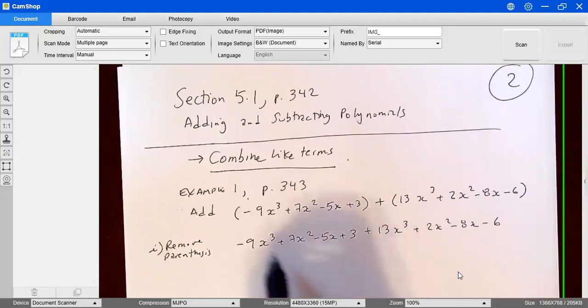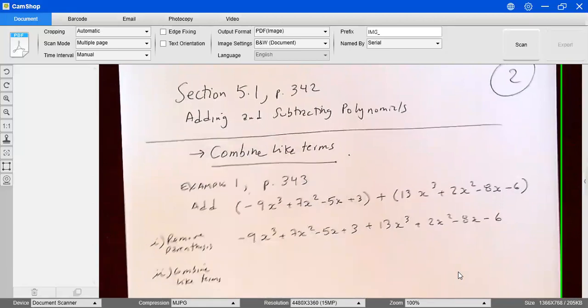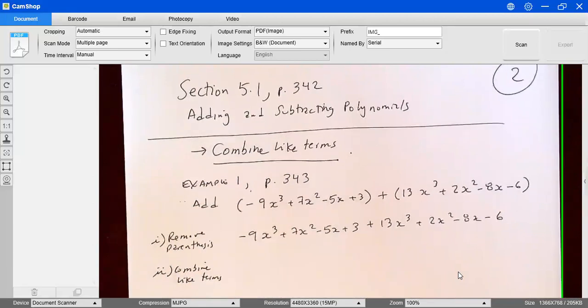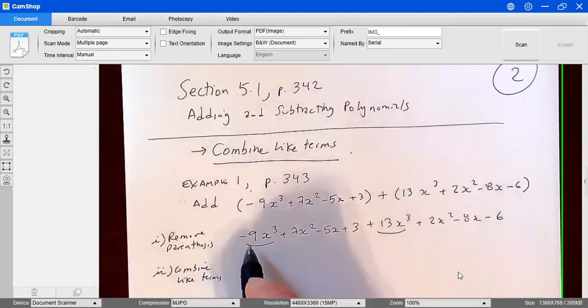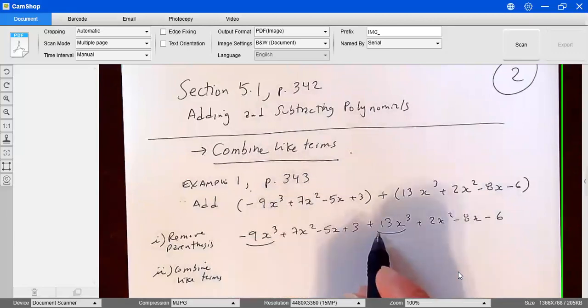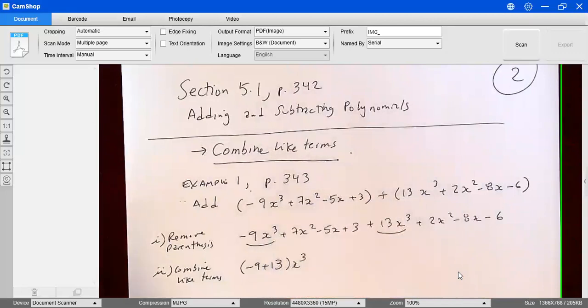So now we have a new algebraic expression. So we're going to start combining like terms. We look for the variables at the same power. So we have x cubed here and x cubed over here. So I'm going to combine the coefficients. Remember, this is going to be negative 9 plus 13. You can indicate that in this way, negative 9 plus 13. And this is going to be for x cubed.